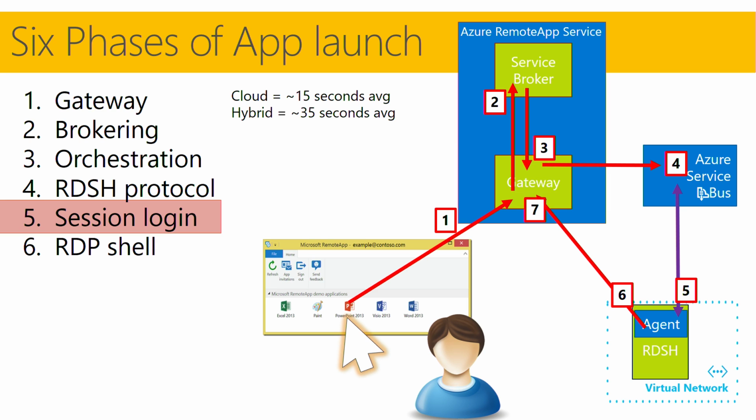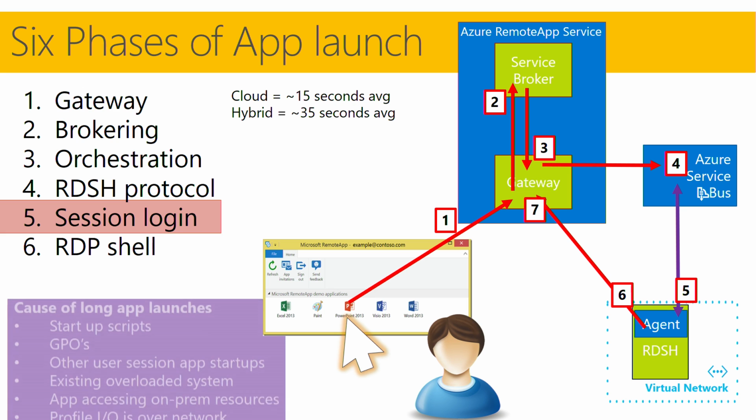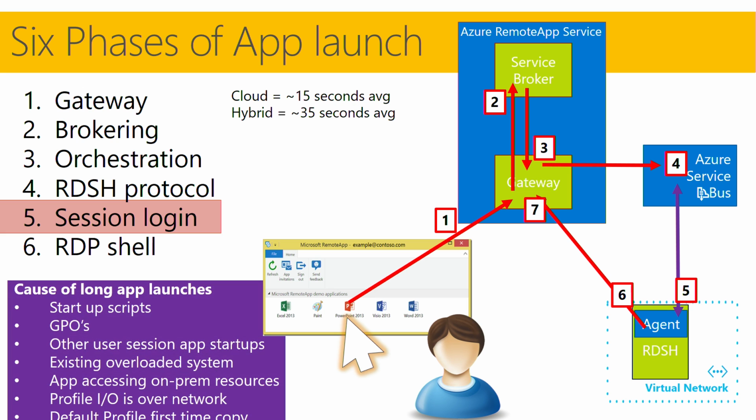And why is it more than the other? There's a couple of things. So we need to first look at the phases. There was gateway brokering, orchestration, RDSH, and the session login. Just like if you are on a domain join PC and you log in, there's lots of things processing on the back end. Some of those things could be startup scripts, GPOs. There could be other apps that are running. In a hybrid deployment, since it's domain joined, it's on your local network. So if the config manager agent's doing stuff, or ops manager, or if you're targeting GPOs, if you have a slow native logon to your domain, it's going to have the same experience in Azure RemoteApp.